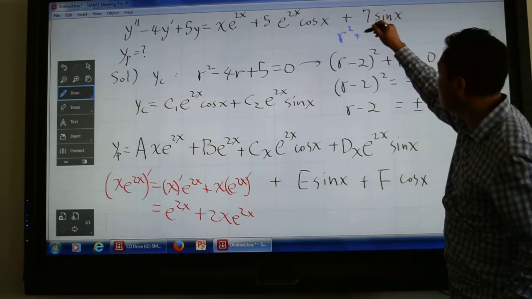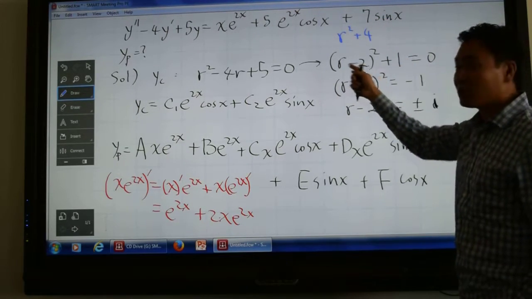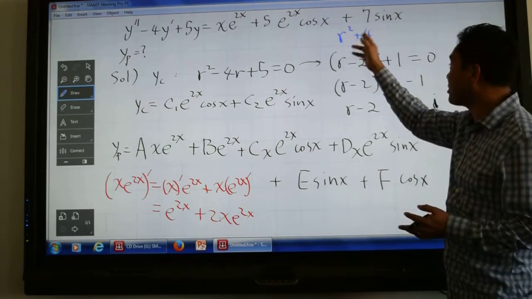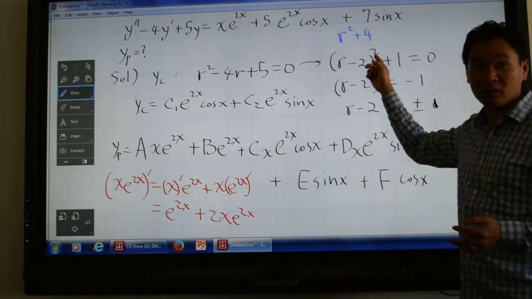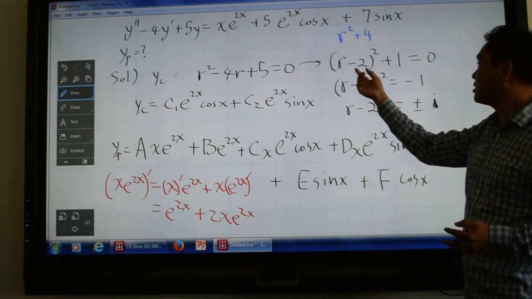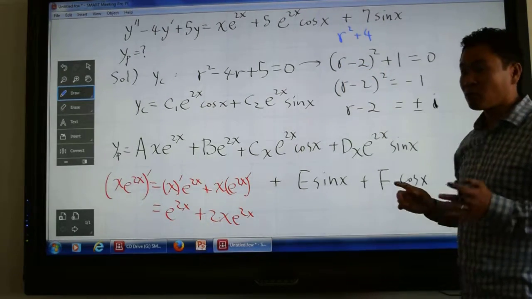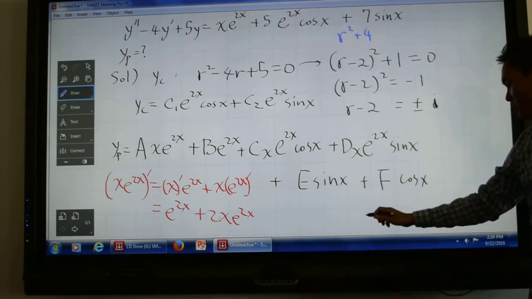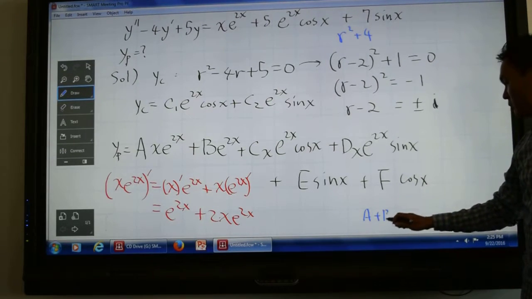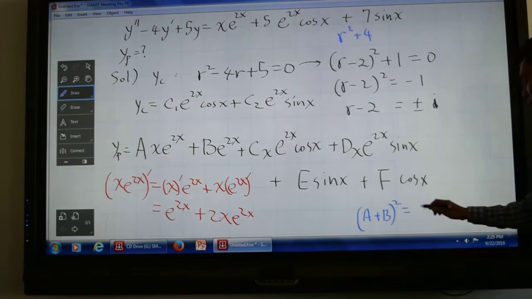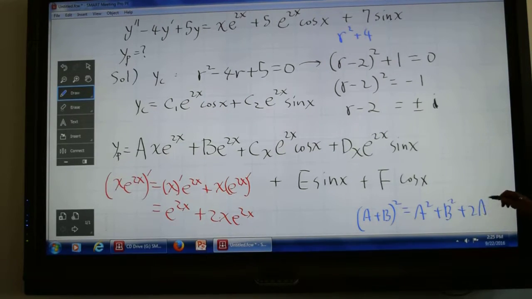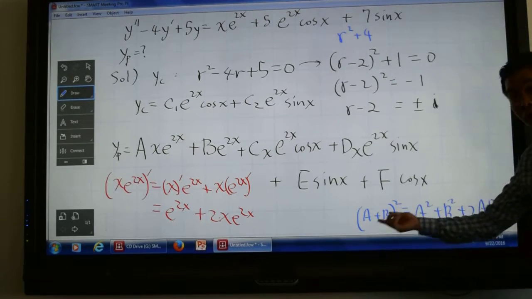Plus 4. But then when you expand this by FOIL, these are not the only ones created from the square, right? There's something else. What's created? R times -2 times 2. So the formula is, let me write here. A plus B squared is A squared plus B squared plus twice of AB. Okay? That's the formula. If you actually do the FOIL, this is what you get.